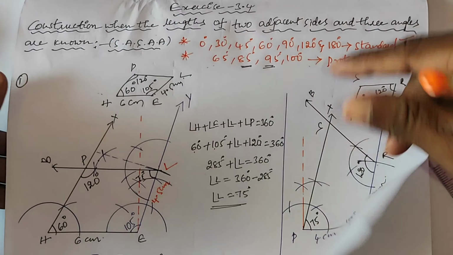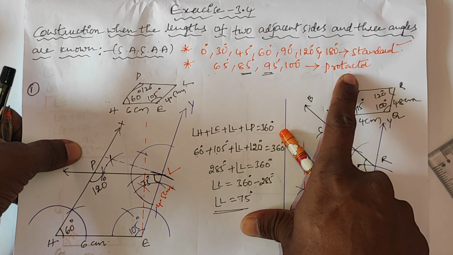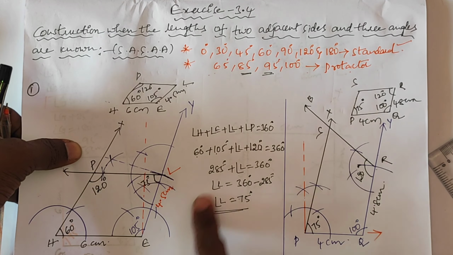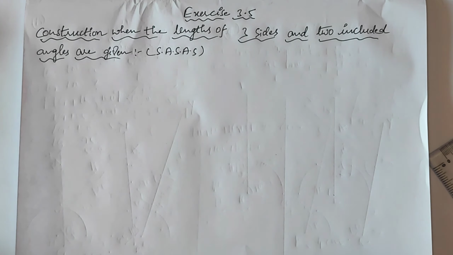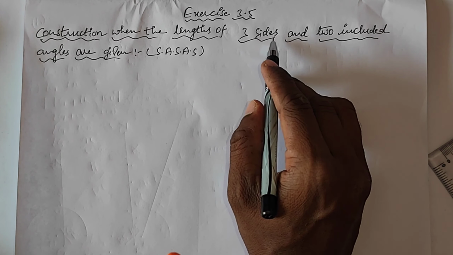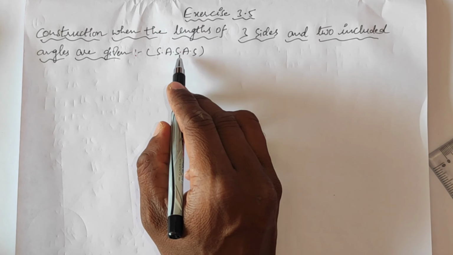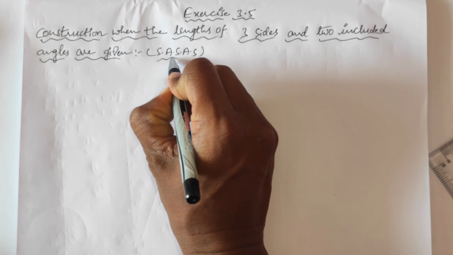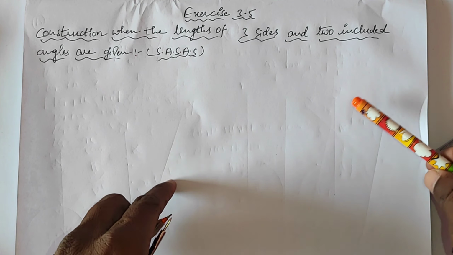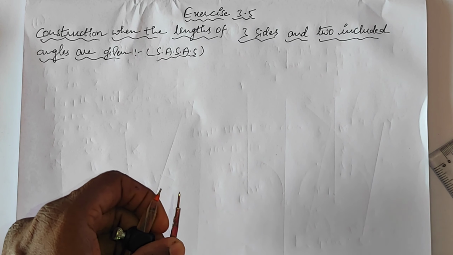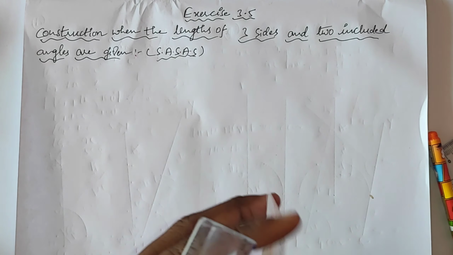And in the previous class we discussed some standard angles, and when a normal angle is given, we use the protractor, right? So today exercise 3.5, construction when the lengths of 3 sides and 2 included angles are given, nothing but side, angle, side, angle, side. Now in this exercise we have three problems and one example also. So we'll discuss in detail those 4 problems. First question. We'll start with the first question.